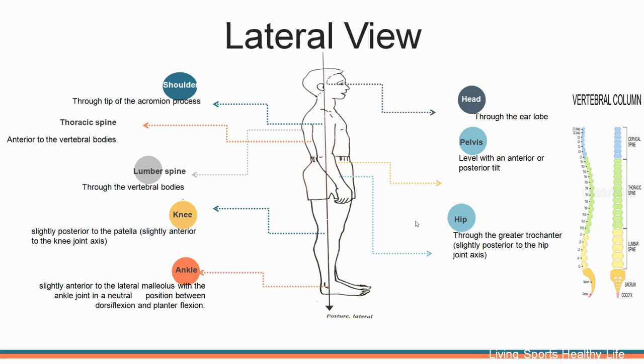At the knee, slightly posterior to the patella, that is, slightly anterior to the knee joint axis with the knee in extension. Ankle: slightly anterior to the lateral malleus, with the ankle held in a natural position between dorsiflexion and plantar flexion.